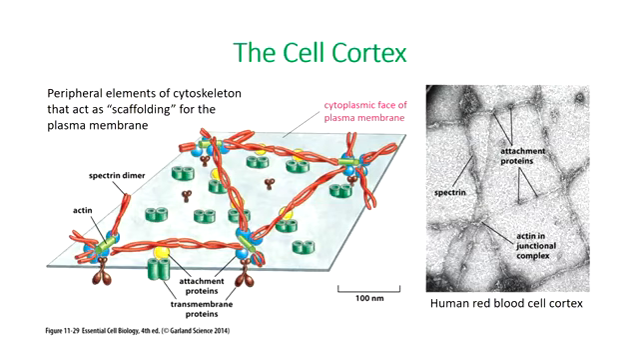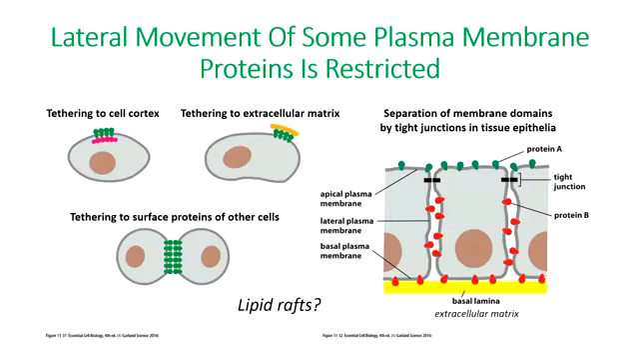And so not only is this cell cortex helping to provide structural stability to the membrane, it's also functioning as an anchoring point for certain membrane proteins. And that's one way that you can tether a protein or keep it from diffusing laterally. But there's some others. Instead of tethering to the cytoskeleton inside the cell, you could be tethered to the extracellular matrix outside the cell. An extracellular matrix is made up of a mixture of different proteins and polysaccharides.